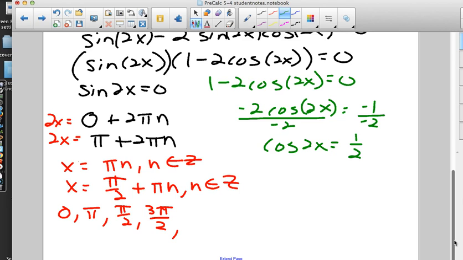Cosine of 1/2. Okay, so adjacent is a 1. That means opposite is the square root of 3. That makes it a 60-degree angle. Positive. So we need that cosine 60-degree angle in the first quadrant. What would that be? Pi over 3.